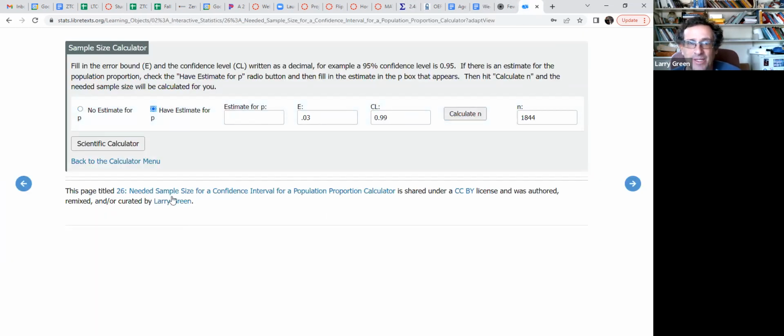If I click have an estimate, now it actually puts in the box estimate for P. And that's 0.022. And everything else was the same. And I calculate N. And everything changed. All of a sudden, it's 159. It's a huge difference.